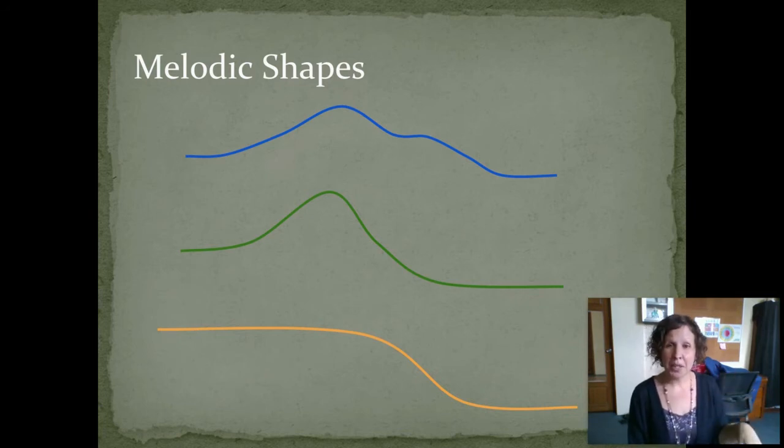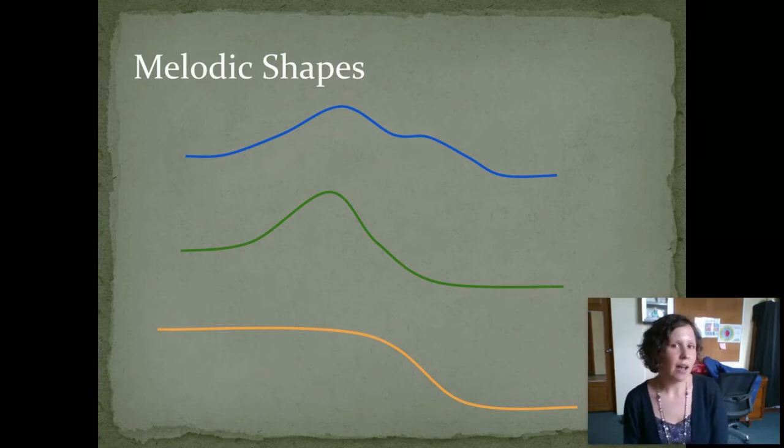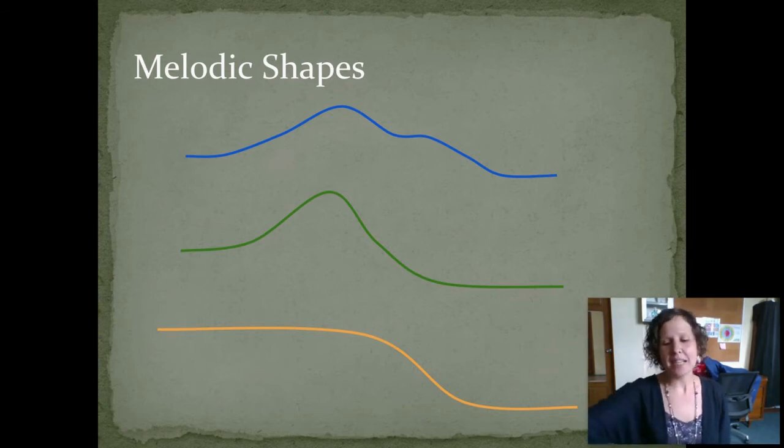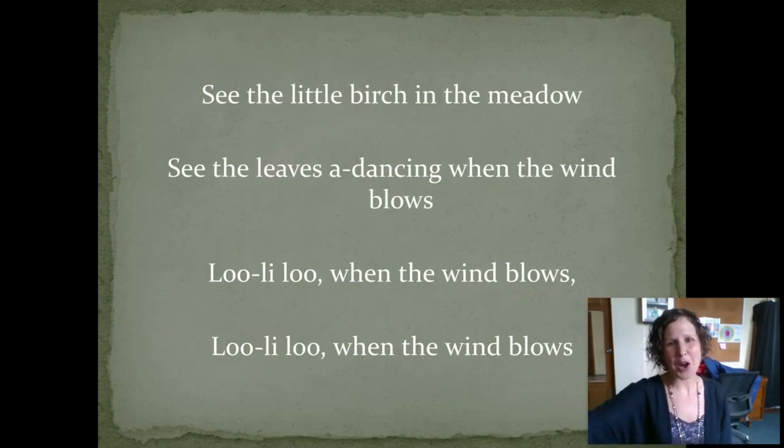Loo-lee-loo when the wind blows, going up and going down. That's the blue one that kind of looks like a mountain. Anyway, that's a fun way to think about music, sometimes drawing lines to help you think about how it goes up and down. But now let's learn the song.